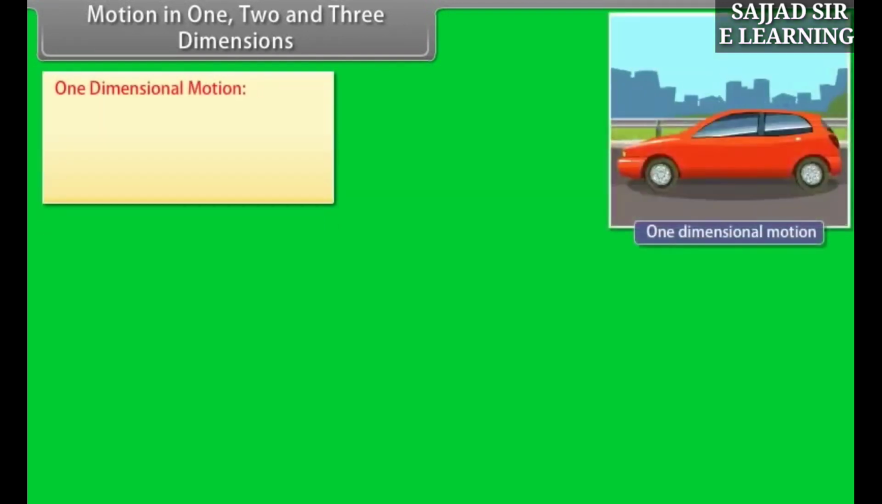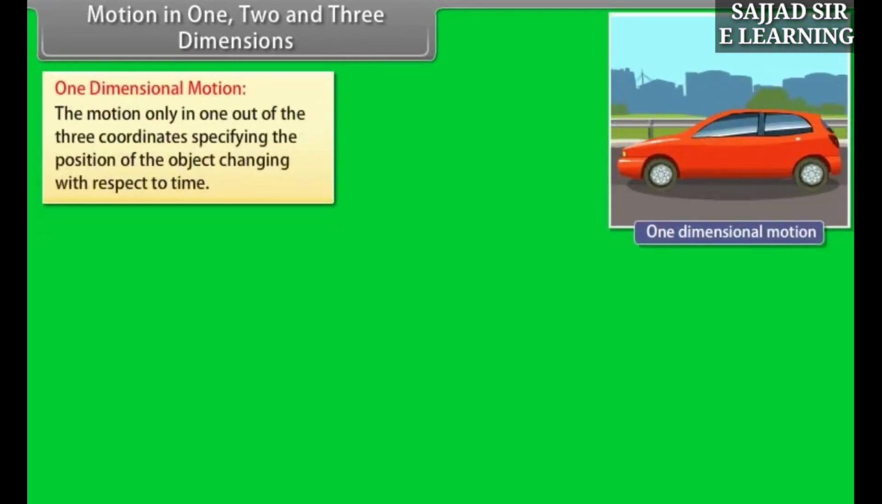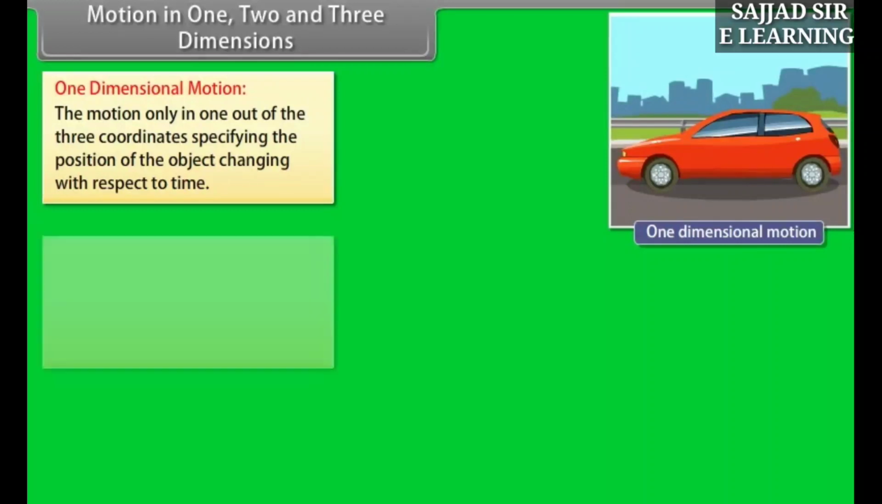Motion in 1, 2, and 3 dimensions. One-dimensional motion: the motion in only one out of three coordinates specifies the position of the object changing with respect to time. Example: a car traveling in a straight line.